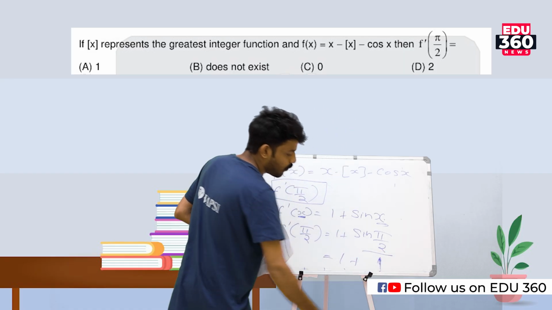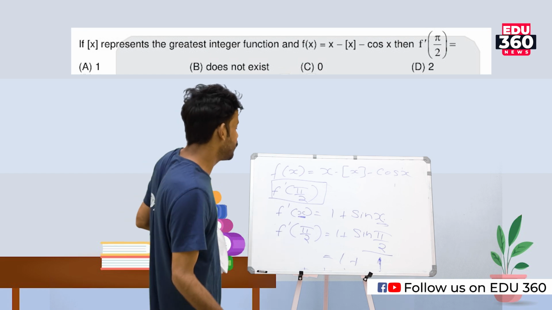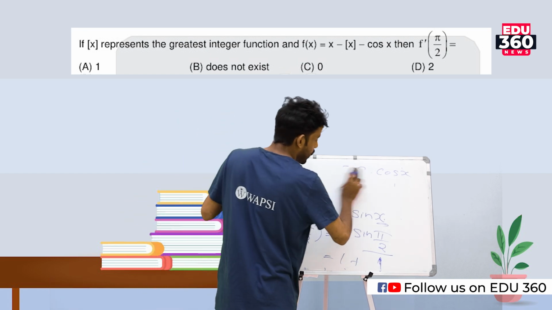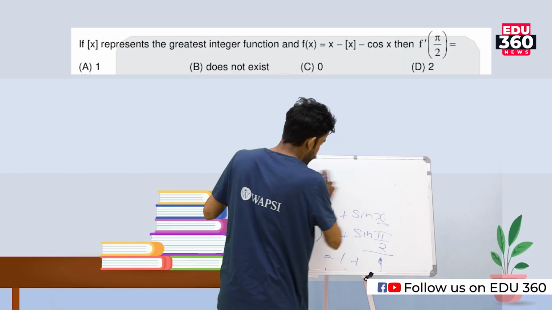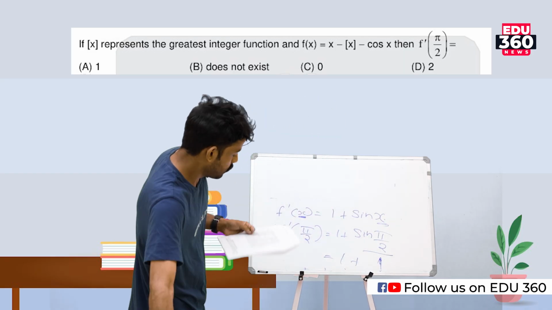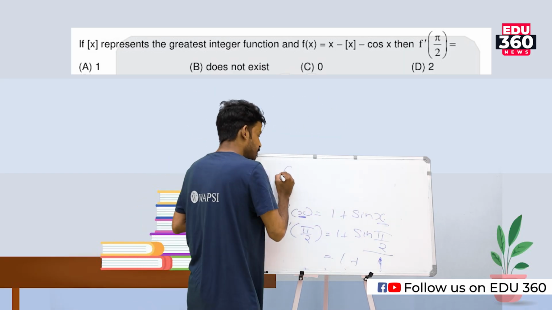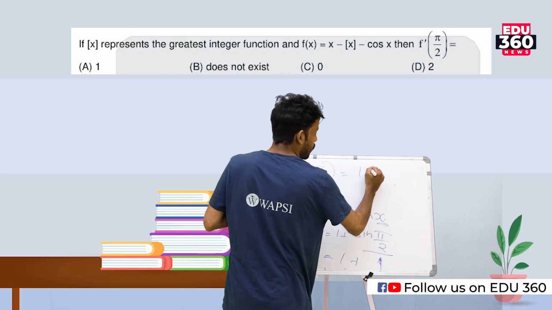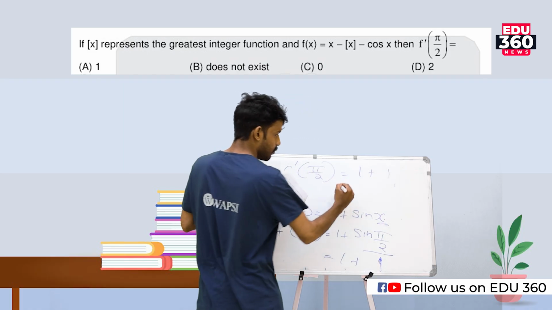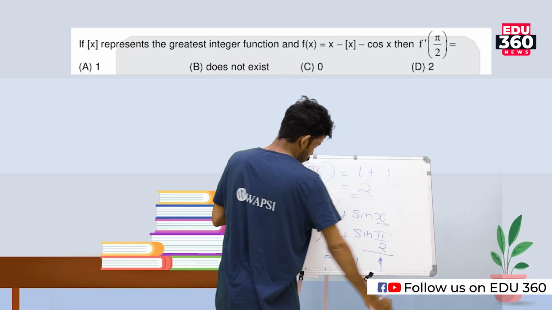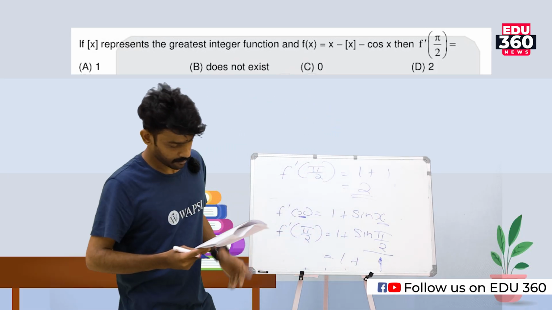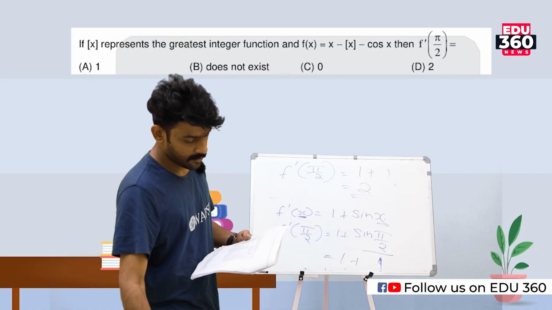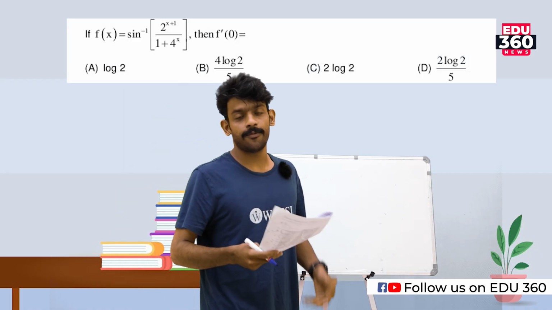So simply we can write 1 plus 1. That is the final answer. So f dash of pi by 2 is equal to 1 plus 1, that is 2. So for this question, option D is the correct answer. So hereafter we can move to the fourth question.